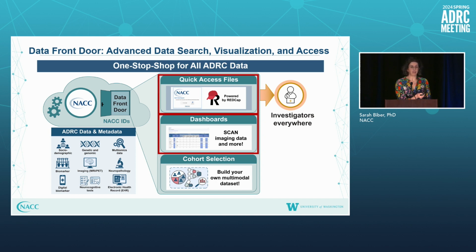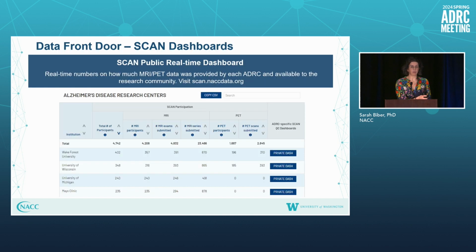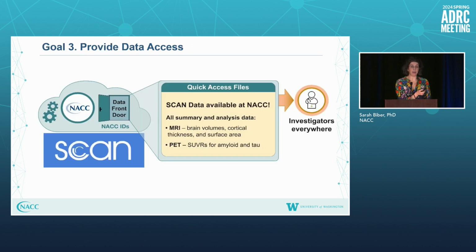You can also, as I mentioned, go to the real-time SCAN dashboards to take a look at what data is available from across the ADRC program. So there's a view of those public SCAN dashboards. So you can see for each ADRC how much data has passed QC for both MRI and for PET. And then through the quick access file data request system, you're able to access for MRI, brain volumes, cortical thickness, and surface area data, and for PET, SUVRs for amyloid and tau. So this is incredibly exciting to be able to make this data available.